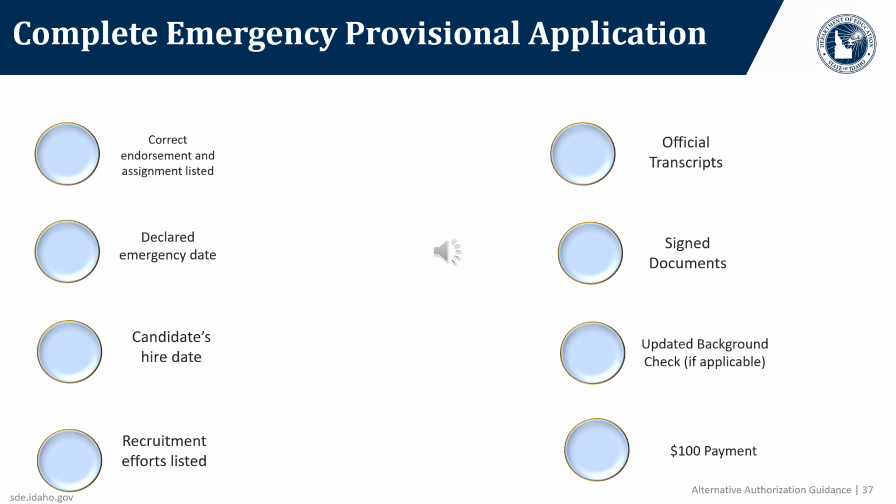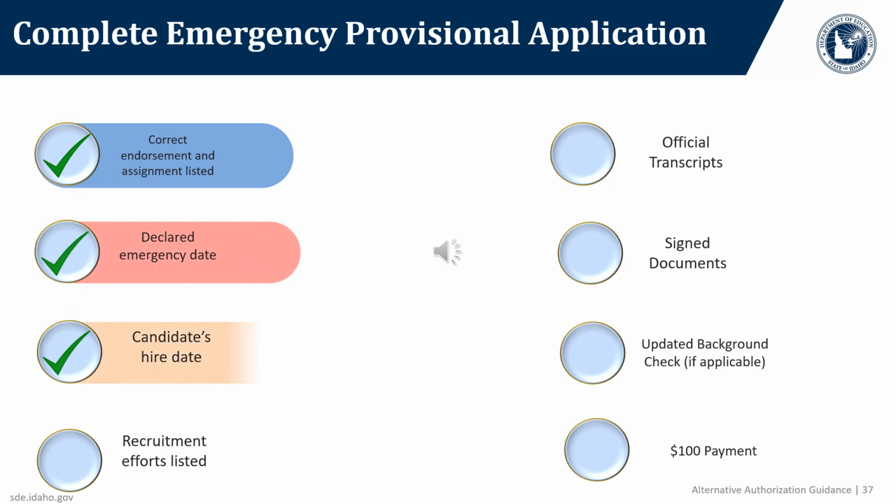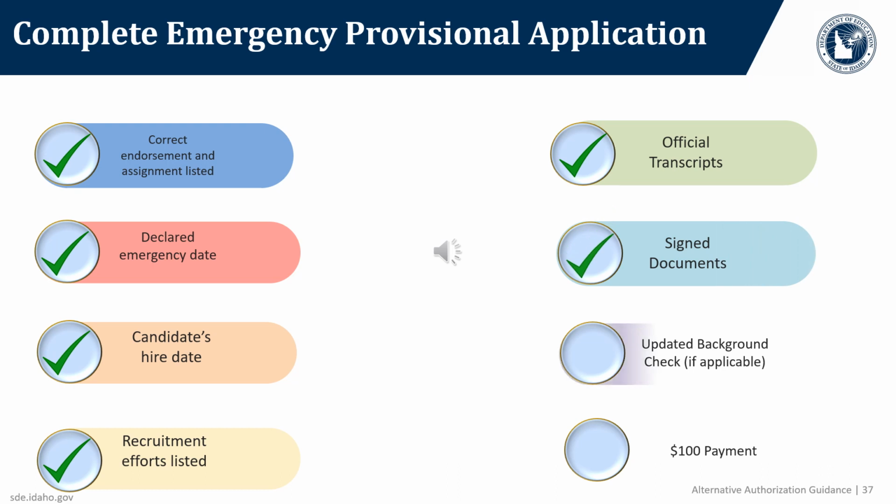Before submitting the emergency provisional application, the following checklist will ensure a complete application. The correct endorsement and assignment are listed. The emergency date and hire date are indicated. The recruitment efforts are listed or included as a separate document. Transcripts showing at least 48 credits. And the application has all required signatures, along with a recent background check. Finally, payment must be included before submitting to the state.